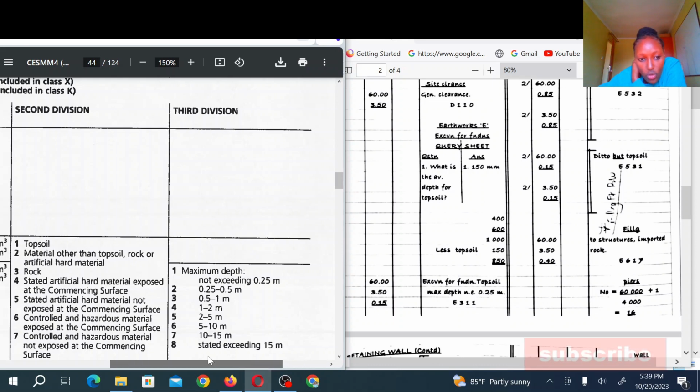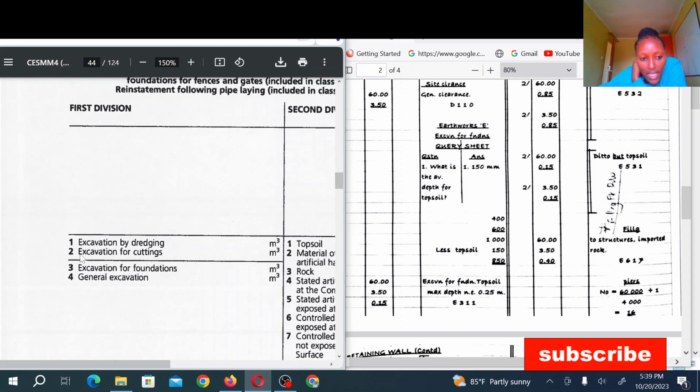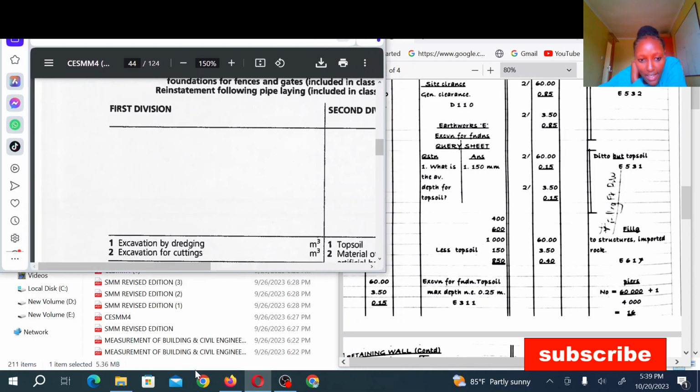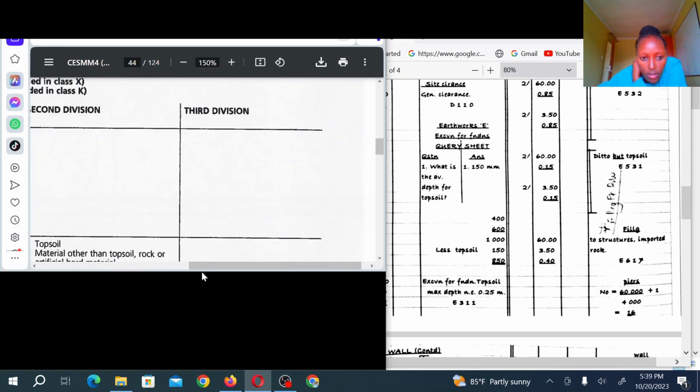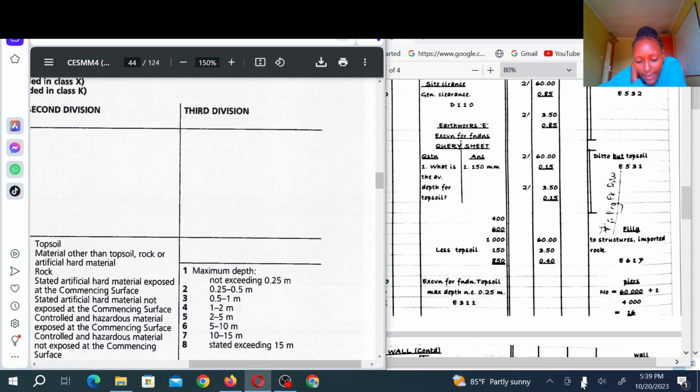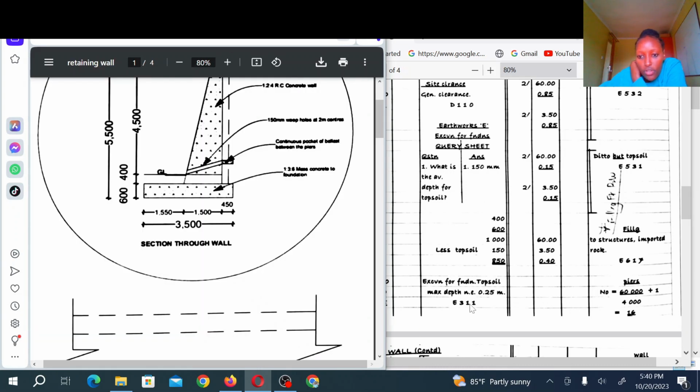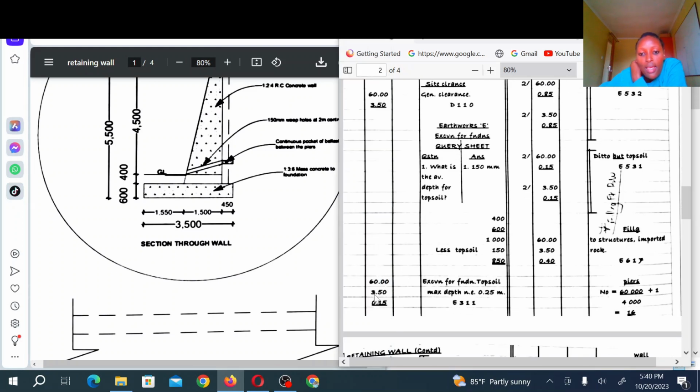Then the citation should be E for class E, E3, 1 for topsoil, 1, so E3 1 1. We already know for the topsoil, it shall be 150. It is 60 meters, 3.5 meters wide, 0.15 meters for the topsoil. And we have already stated how you'll get this description and the code.